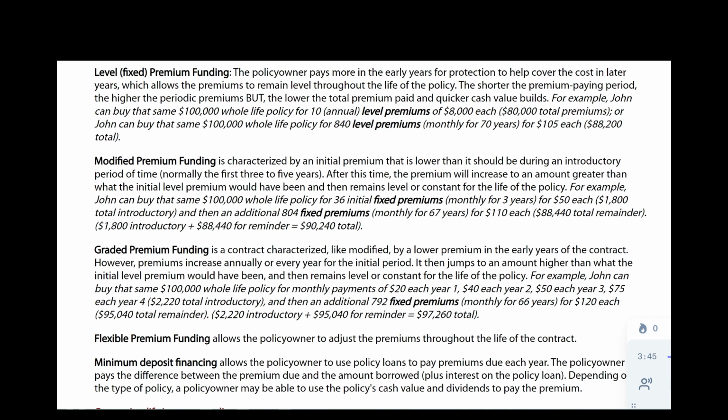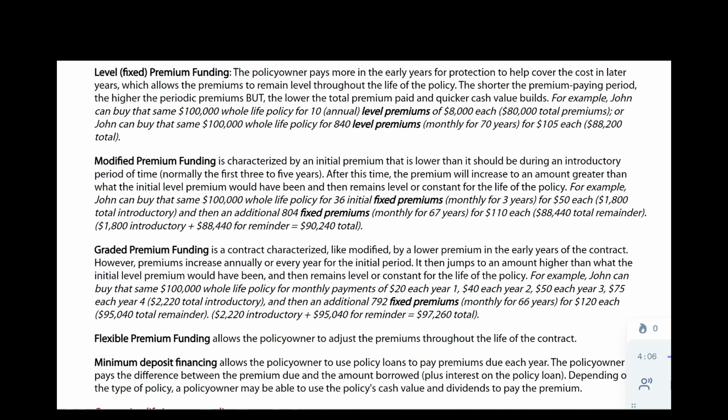After this time, the premium will increase to an amount greater than what the initial level premium would have been, and then remains level or constant for the life of the policy. For example, John can buy that same $100,000 whole life policy for 36 initial fixed premiums, monthly for 3 years, for $50 each, $1,800 total introductory, and then an additional 804 fixed premiums, monthly for 67 years, for $110 each, $88,040 total remainder.